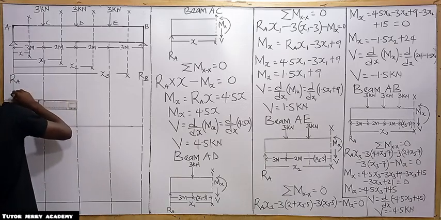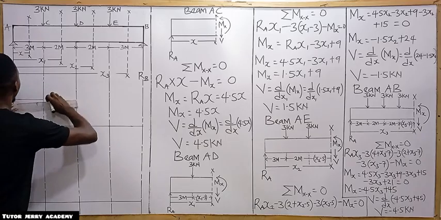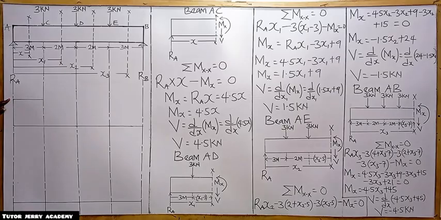You may want to write 4.5 here. I don't think there's need to write that, but in case of exam purpose, you can write it. You should write it from this point to this point. So you just write 4.5 here.